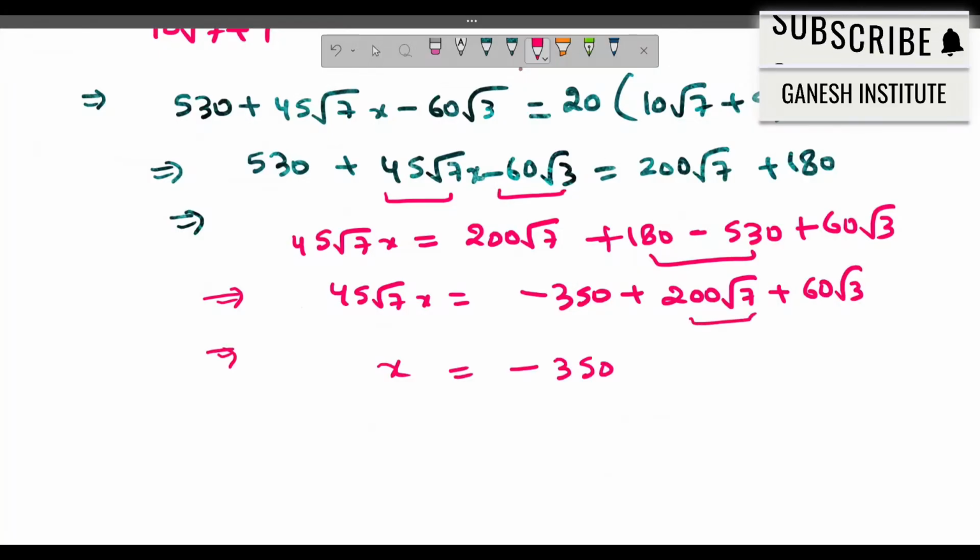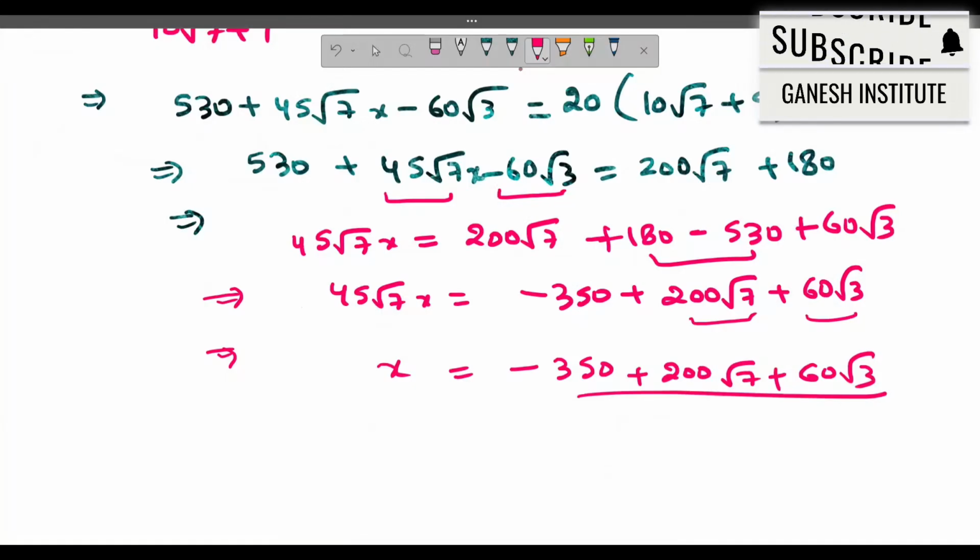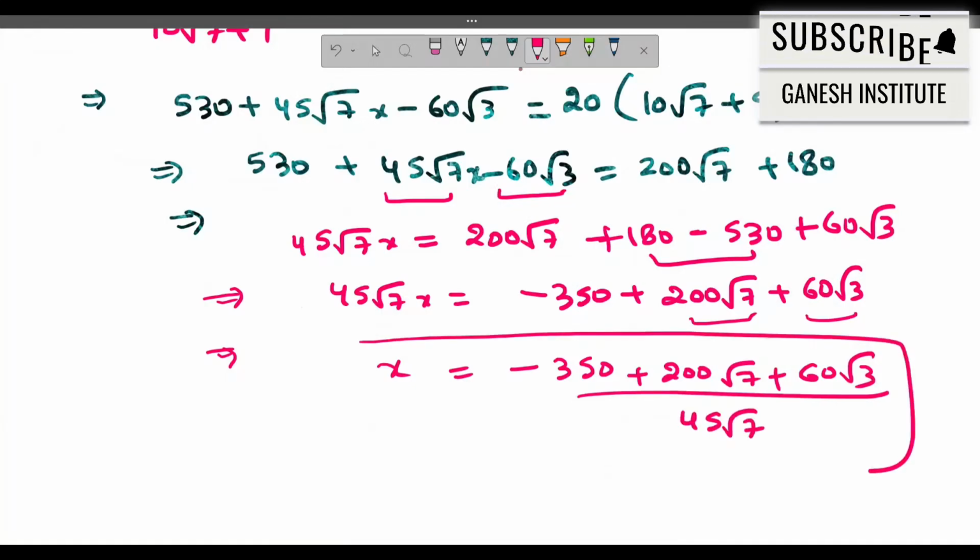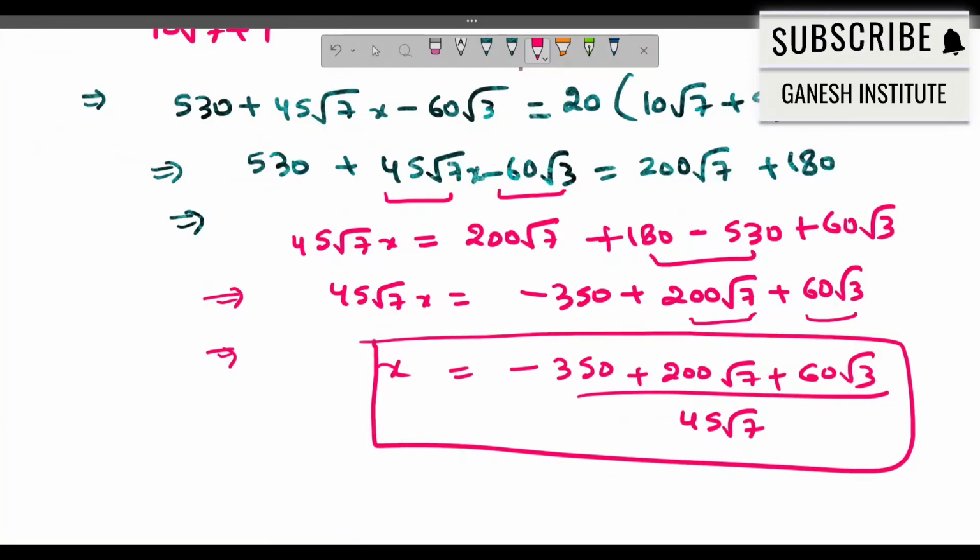I can't solve it further, right? Because these are addition and subtraction operations with roots, which you cannot do, which is the rule. You cannot do that further. You can multiply, divide, but you cannot add or subtract. Yes. So your x is that final answer. Is this fine? Yeah.